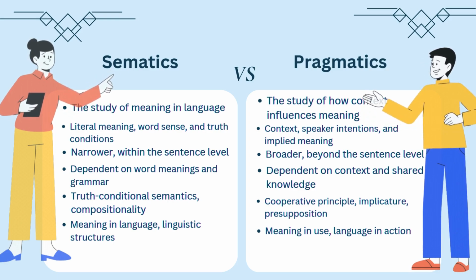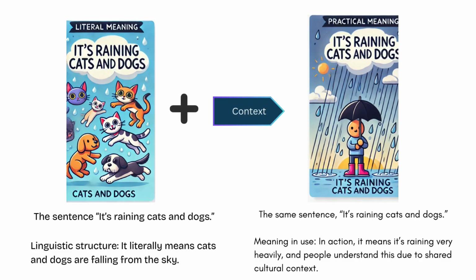Now see an example. Here is the literal meaning of the sentence. It's raining cats and dogs. Linguistic structure. It literally means cats and dogs are falling from the sky. Whereas here is the practical meaning of the same sentence. It's raining cats and dogs. Meaning in use. In action, it means it's raining very heavily, and people understand this due to shared cultural context.